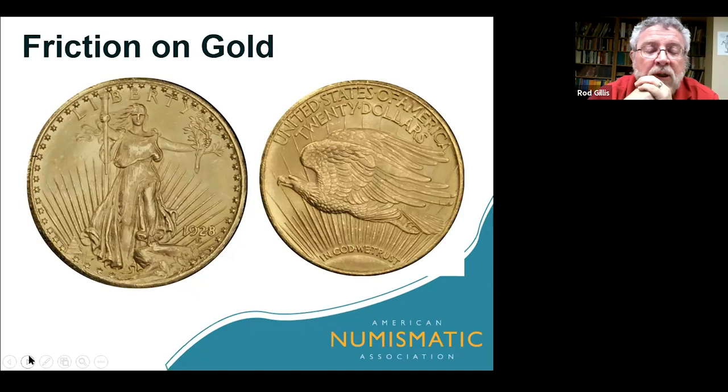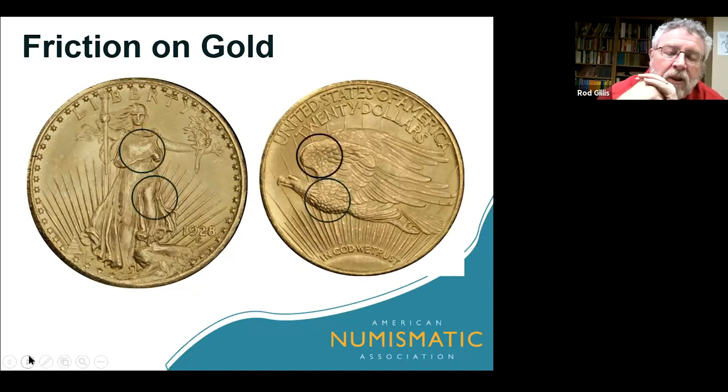Friction on gold. So here's an example of a St. Gaudens $20 piece. And it's a high relief. So there are very high points on this coin that are going to track wear if the coin is circulated. Where are the focal points? Well, there they are. On the obverse, it's the knee and the breast. And on the reverse, it's the breast of the eagle and the area above the eagle where its wings are. I could also have included the tips of the wings, and that would have been fine.